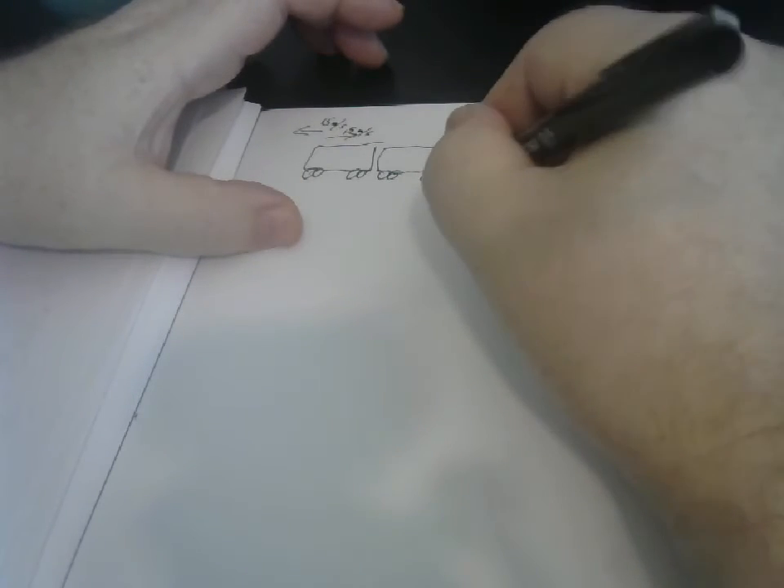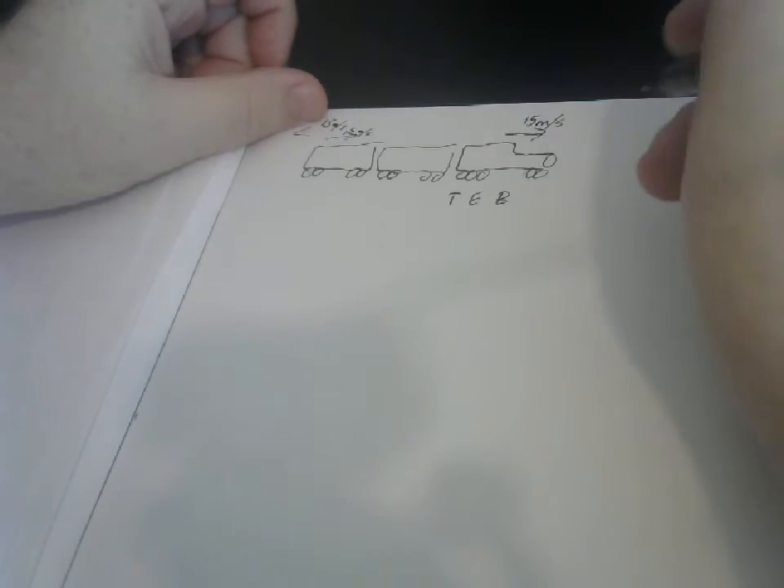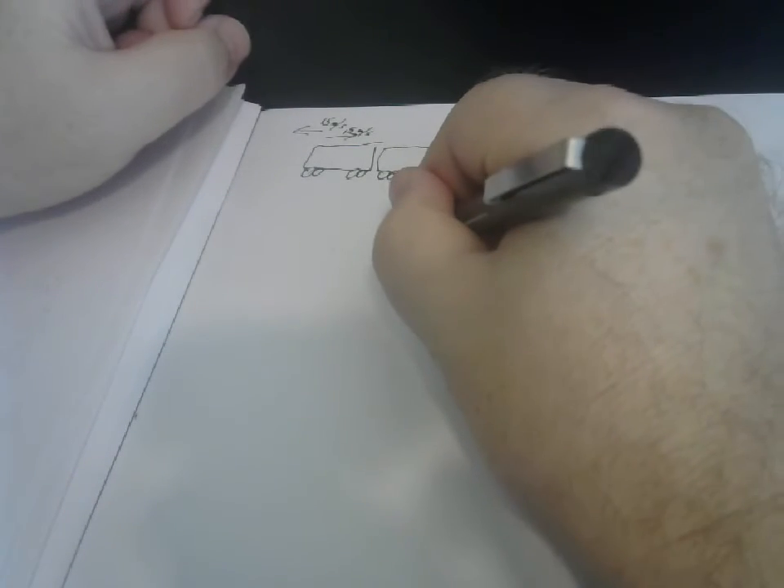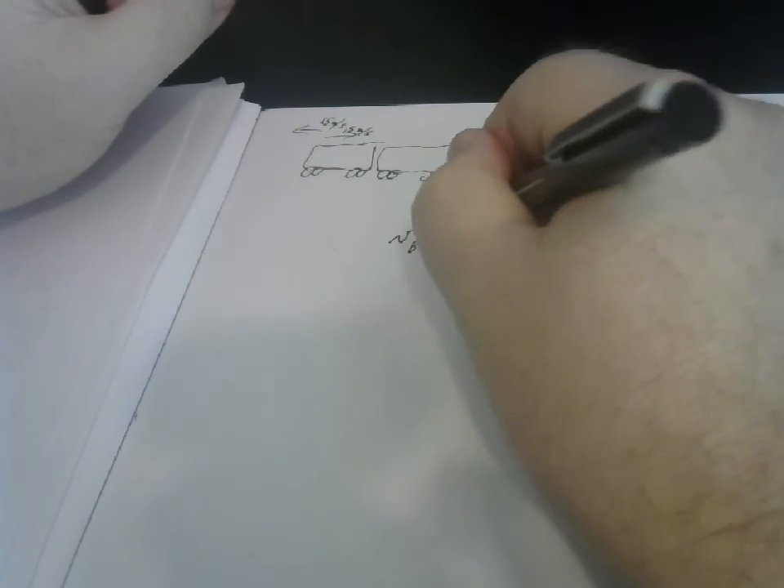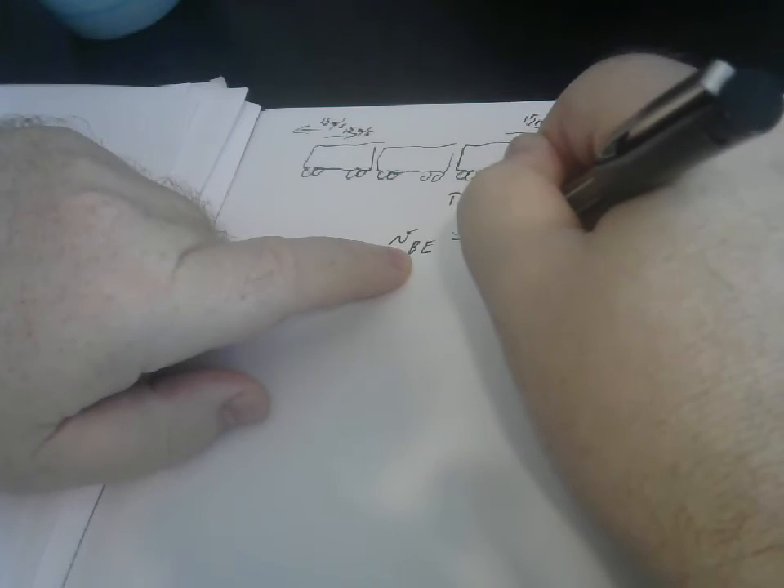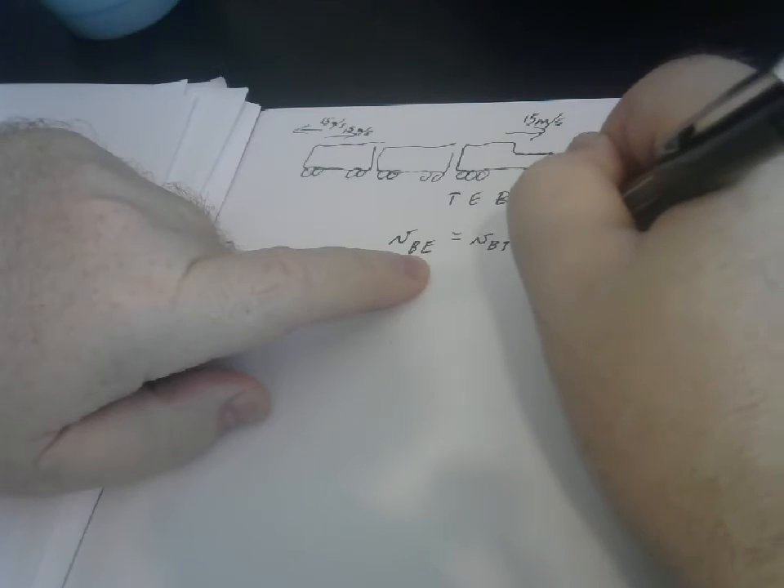We've got the train, we've got the Earth, and we've got the ball, and we want the velocity of the ball with respect to the Earth, which should be equal to the velocity of the ball with respect to the train minus the velocity of the Earth with respect to the train. Let's try this out and see if the equation works.